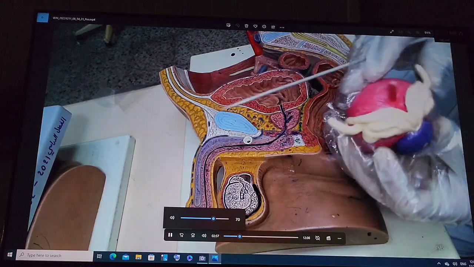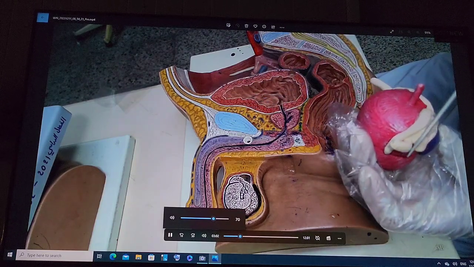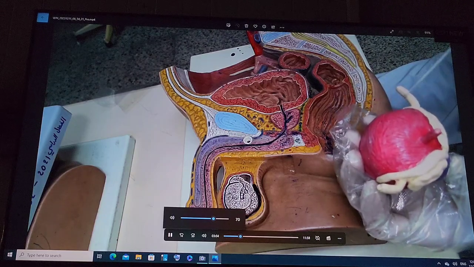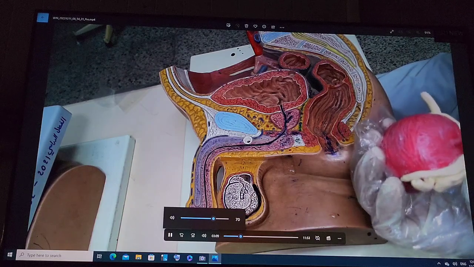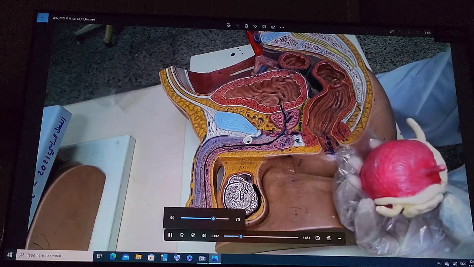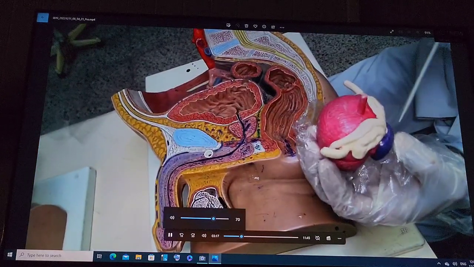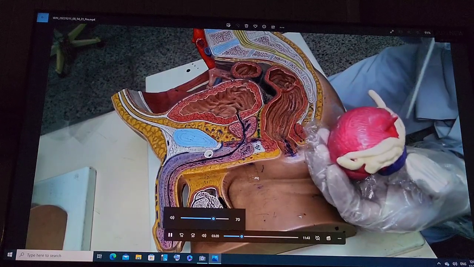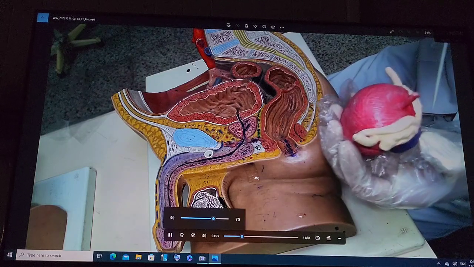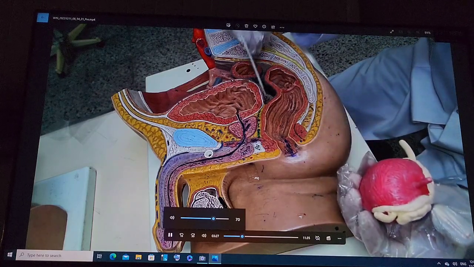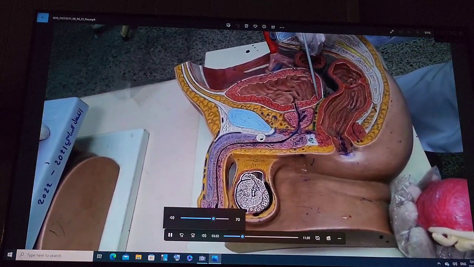And also we can see this is the vas deferens, and this is the ureter on the posterolateral aspect of the urinary bladder. The vas deferens and the seminal vesicles are on the posterior surface of the urinary bladder. Also, we can see the rectovesical fascia of Denonvilliers.